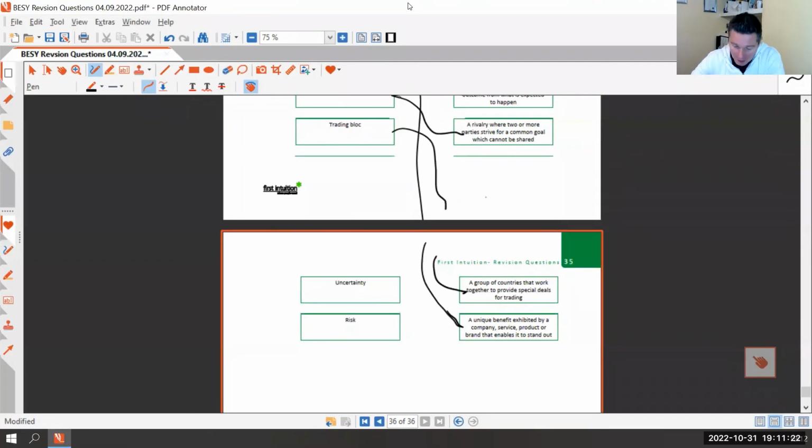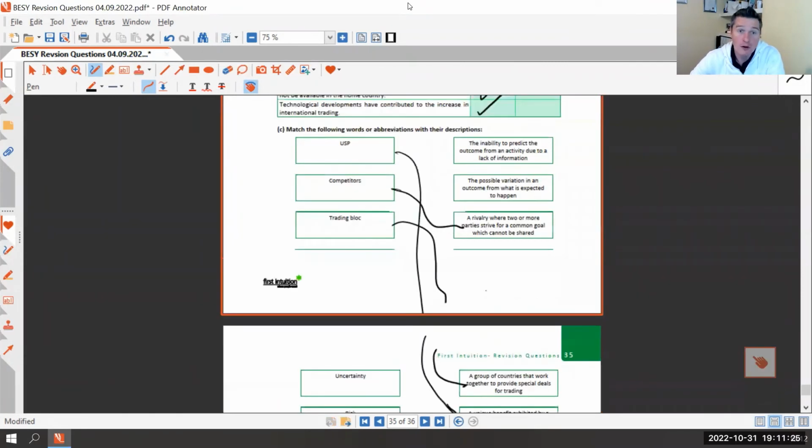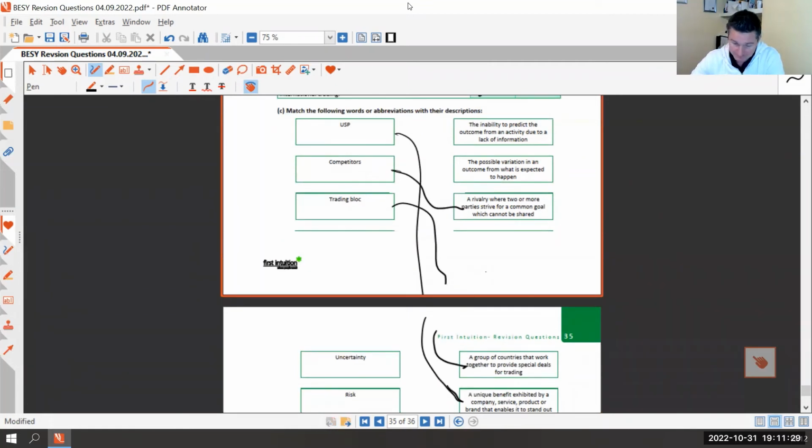Next one, uncertainty and risk. So we've got two options left, two answers. So we've got a 50-50 chance of getting it right. So uncertainty is your inability to predict the outcome from an activity due to the lack of information. You just don't know. So you can't say that that is going to happen or that one's 90% going to happen. You don't know. There is no information to say otherwise.